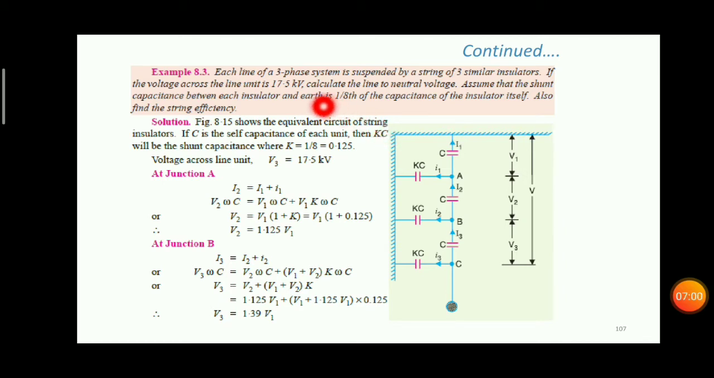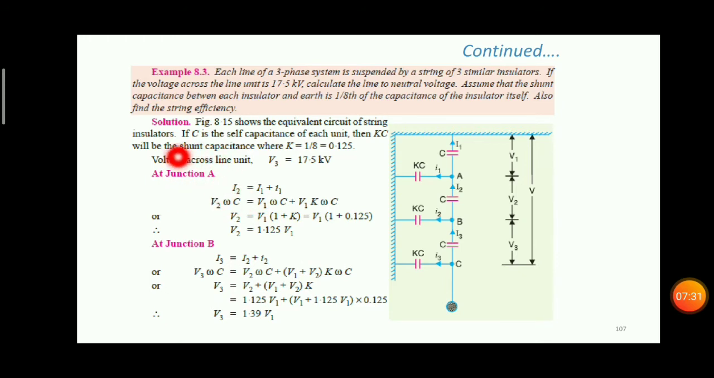Here the voltage across the line unit, that is the voltage V3, is given. The voltage across the unit nearer to the line conductor, that is V3, is given as 17.5 kV. And here the value of K is given as 1 by 8, that is 0.125. So here we can find the value of V2 and V1 by using the value of V3.